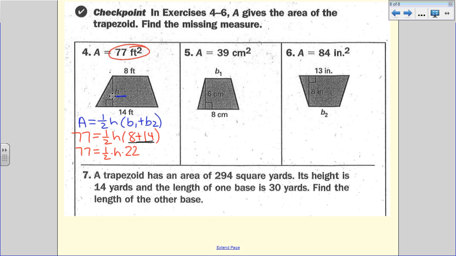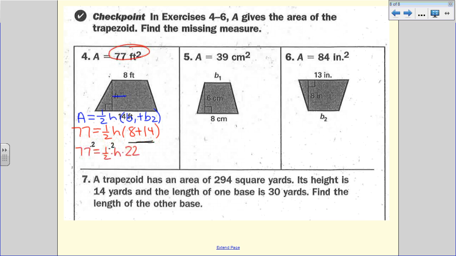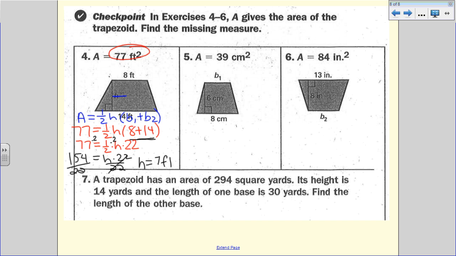Well, now it looks so much like what we had before. Multiply by 2. I'll try and move everything up a little bit. 77 times 2 is 154 equals H times 22. And then when I divide by 22, I get H is equal to 7 feet. So solving for height looks a little bit different because we can actually add the bases together.